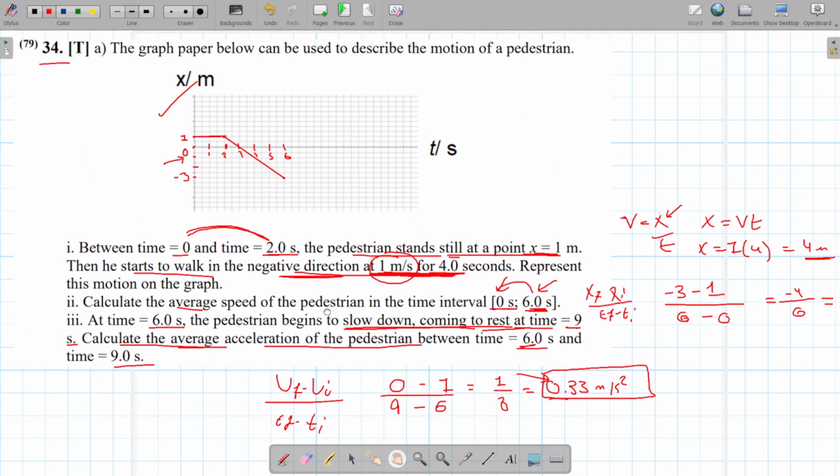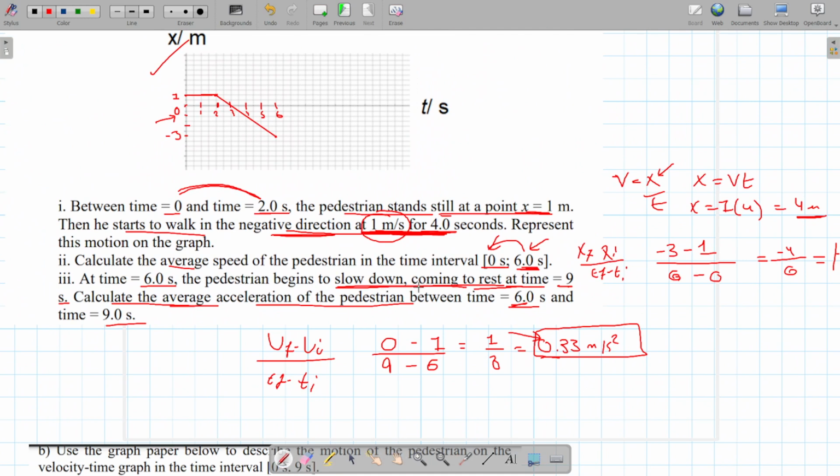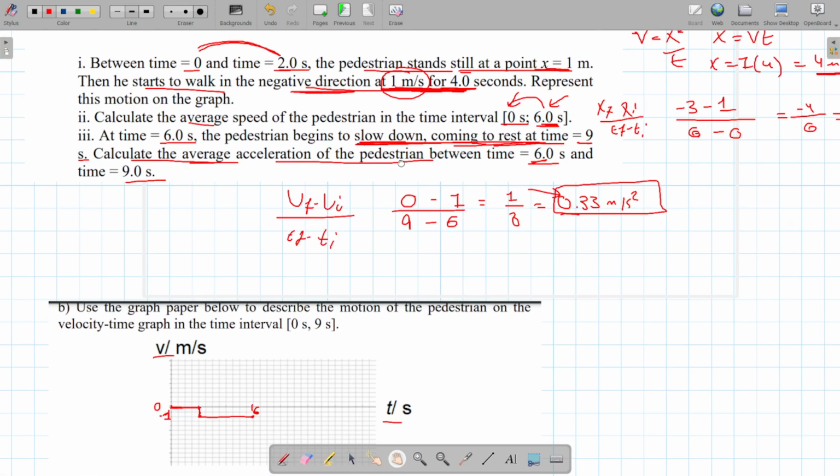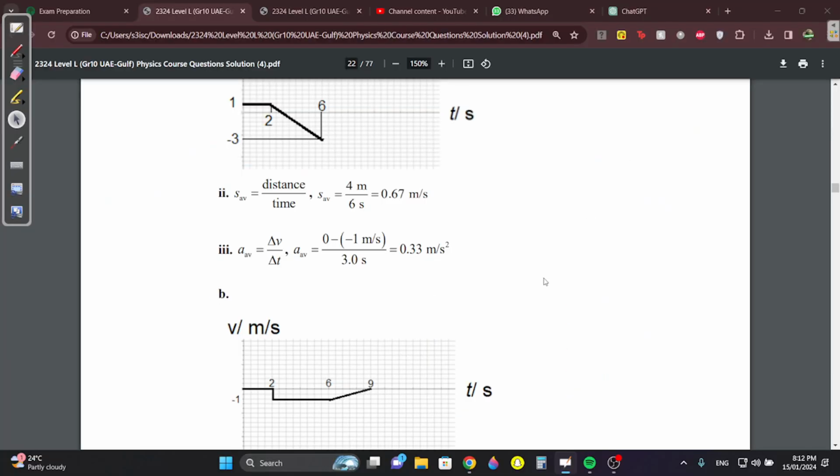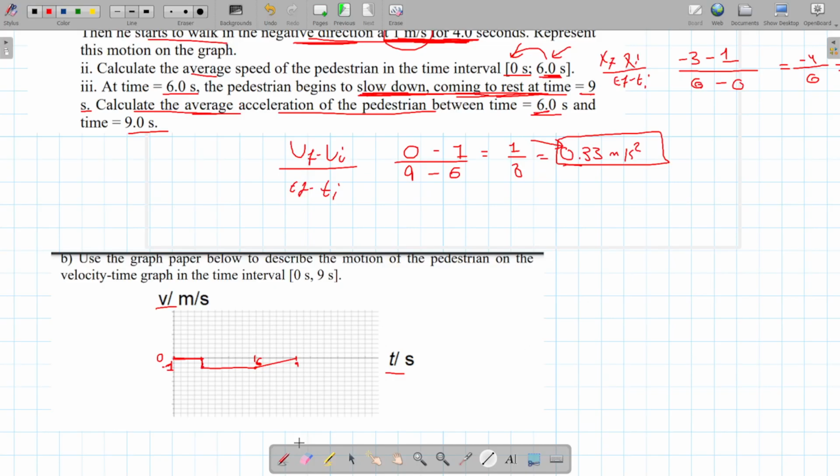Then what happened? Then we said he starts to slow down, coming to rest slowly. Slow down, not straight away. He's slowing down gradually, coming to rest at time 9 seconds, which is 7, 8, 9. So here he started to slow down. You just connect it like this. I think this is correct. Yes, it's correct. That's it.